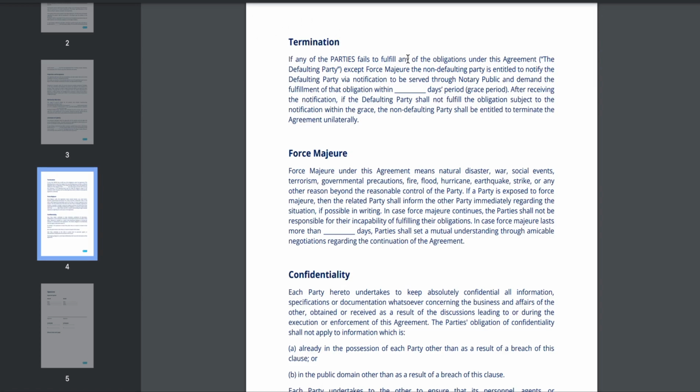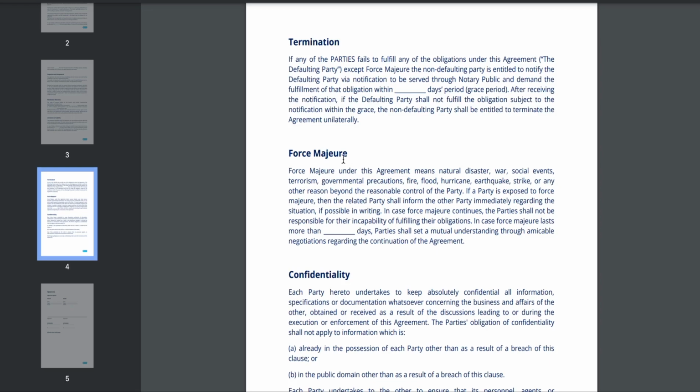Termination. It details the conditions under which each party can terminate the agreement. It includes a grace period for the defaulting party to rectify any breaches of obligations before termination is allowed.